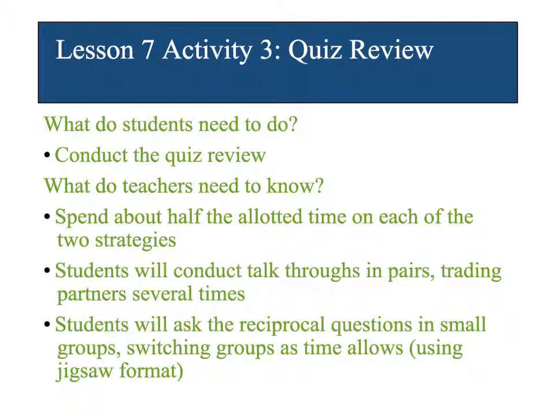And a lot of times what I do is I put them into the 6 groups that they were in for making the questions, and I have one person from group 1 pair up with one person from group 2, and they just ask each other back and forth. And then if they were in group 1, the next round they'll pair up with someone from group 3.